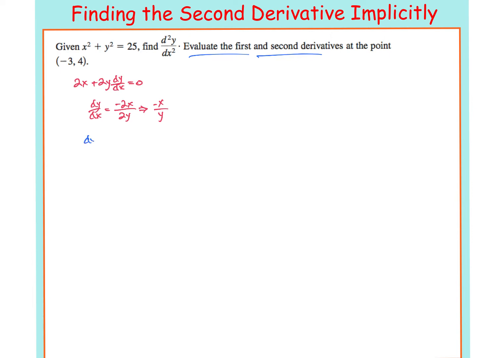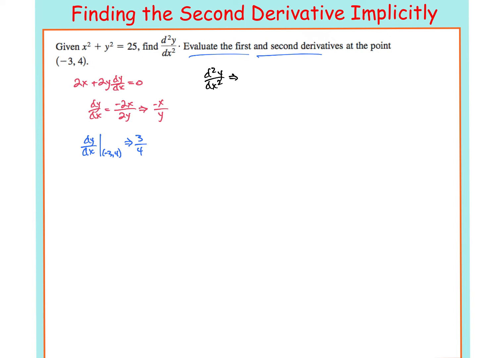So dy/dx at negative 3, 4 is what now? 3/4. All right, so when we substitute it in, negative, negative would be a positive. All right, now we need to find the second derivative. So I need to find d2y over dx squared.